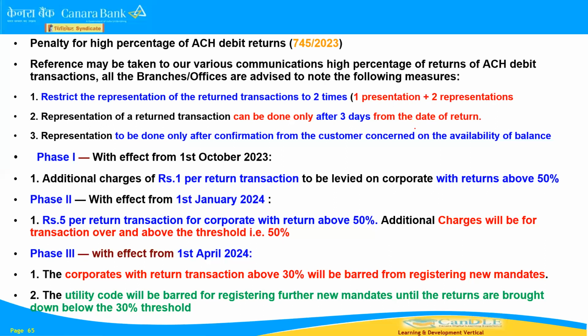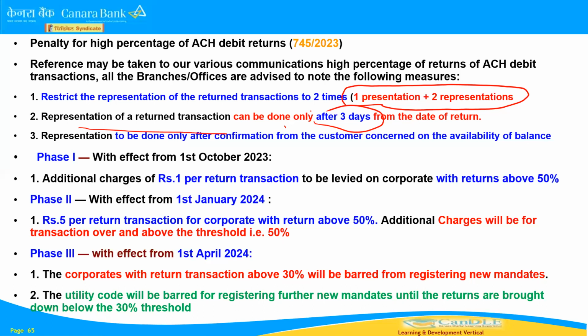This is about ACH debit returns. There is a penalty for a higher percentage of ACH returns. What they say is that representation has also been restricted now. If anybody's cheque is returned, maximum one presentation plus two representations only they can do. Then, once it is returned, a minimum 3 days gap is required. A returned cheque can be presented again only after 3 days from the date of return.